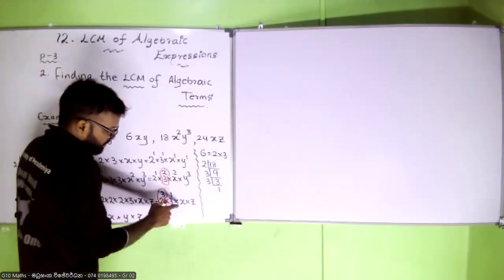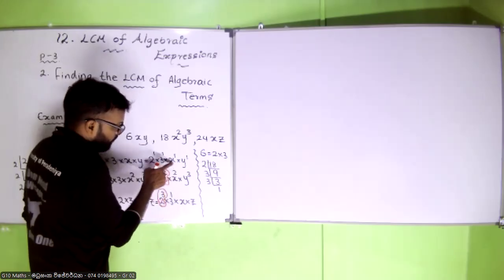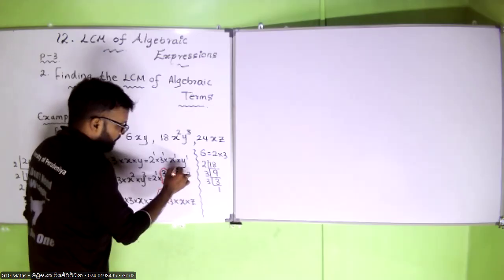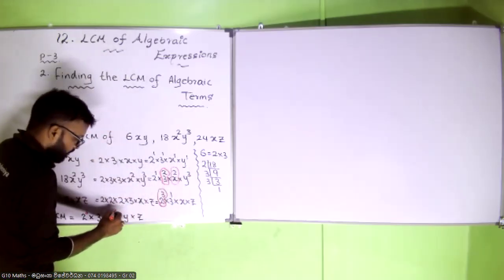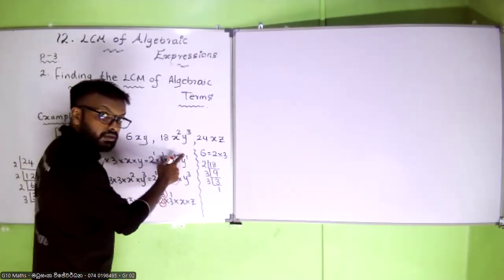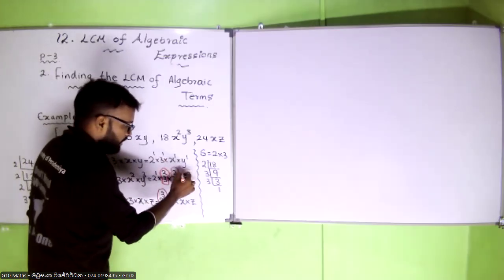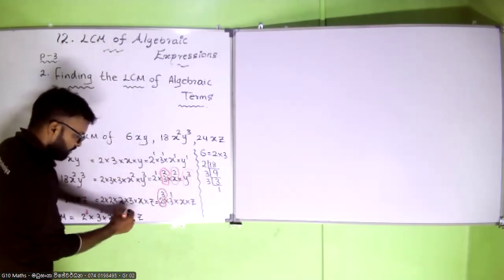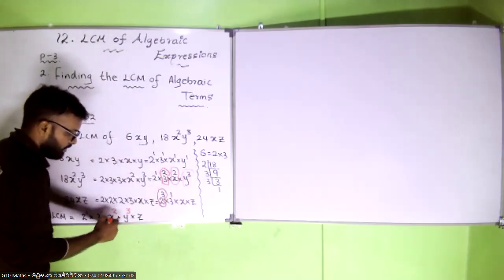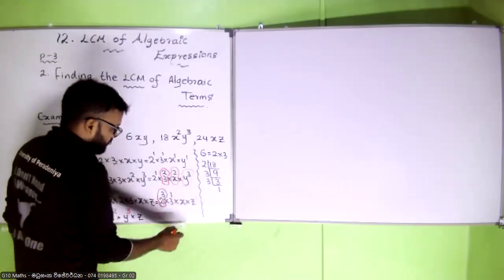When I consider x to the power 1, x to the power 2, the maximum power is x to the power 2. When I consider y to the power 1, y to the power 3, the maximum power is y to the power 3. Right? When I consider z, it is z to the power 1.